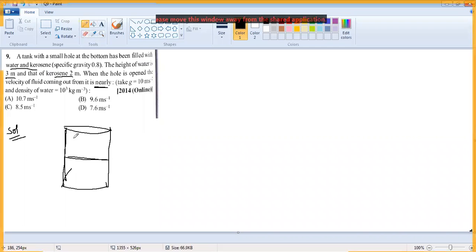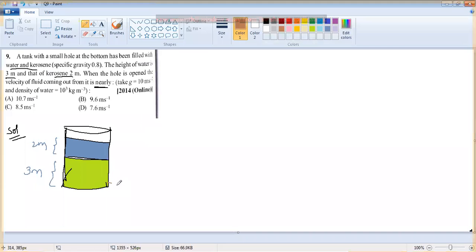Suppose, for example, the water is 3 meter here, and let us take the corrosion is 2 meter here. Now this is 2 meter, and this is 3 meter. At the bottom there is an orifice. Now the question is, what is the speed at this point?